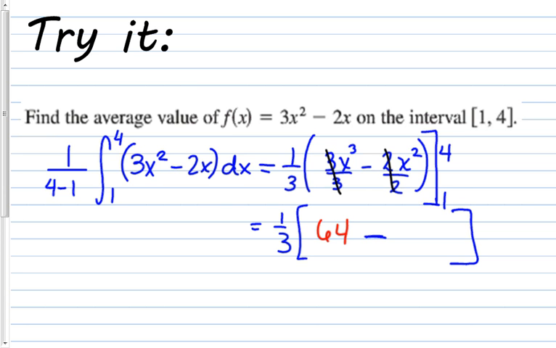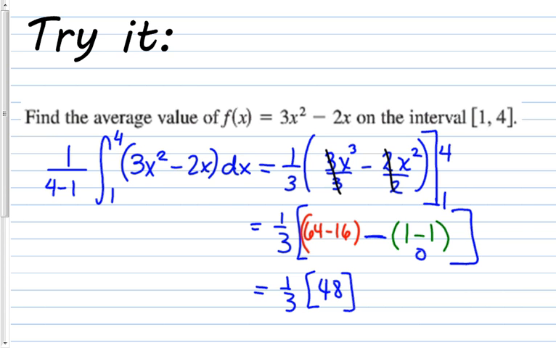And then 4 squared is 16. So 64 minus 16. Alright, next. Plug in the uno. So that's 1 cubed, 1, minus 1 squared, 1. So 1/3 times: 64 minus 16 is 48, and then 1 minus 1 is 0, right? So 48 minus 0. So I got 1/3 times 48, and 1/3 of 48 is 16. So my average value is 16.